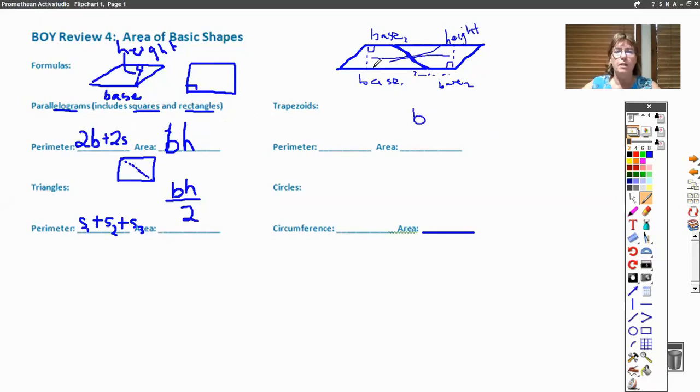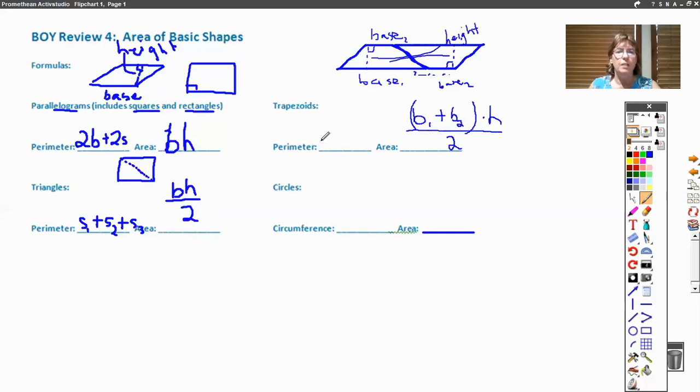So it's going to be base times height. My base here is both bases, so it's going to be base 1 plus base 2 times the height, right? Because that height doesn't change. It's that measure from one base to the other, a perpendicular line. But since this is 2 trapezoids, we're going to have to divide it by 2 in order to get back to just one trapezoid. And so that's the formula for the area of a trapezoid.